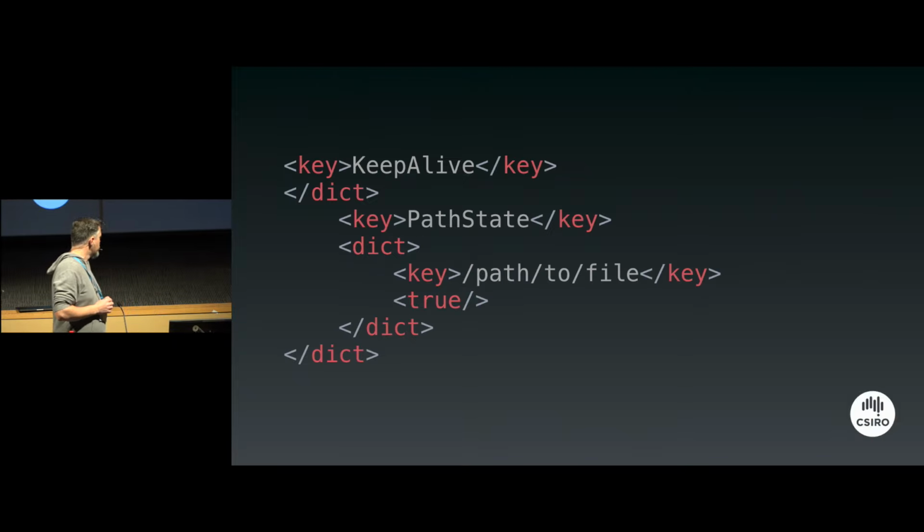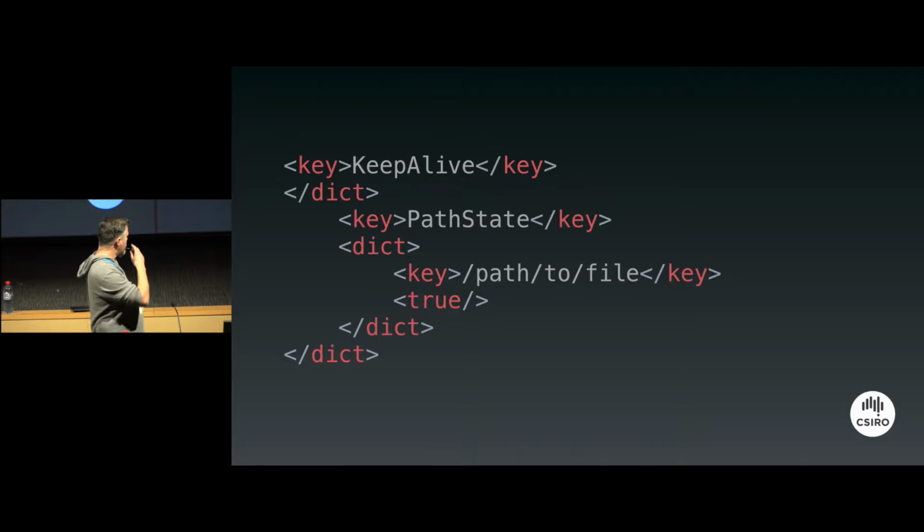Keep alive has a few other options. The first one is just basic true, just keep it alive. This one is path state. So you can say, if this path to the file exists, then as long as that file exists, keep the job running.